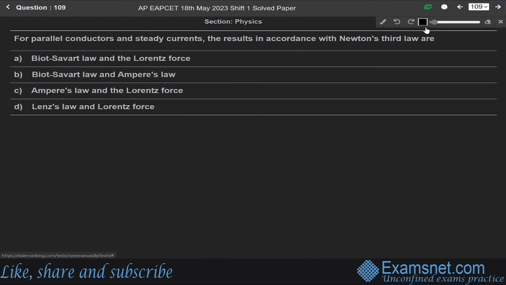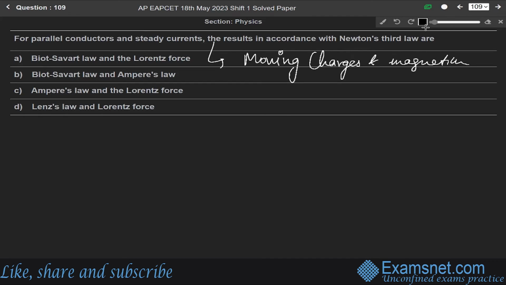Okay. Now next question 109. For parallel conductors and steady currents, the results in accordance with Newton's third law are... So this question is from the chapter of moving charges and magnetism. The question is asking about Newton's third law, means for parallel conductors and steady currents, the results in accordance with Newton's third law are, okay.